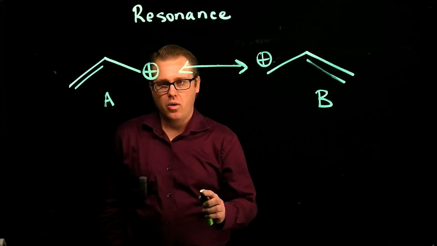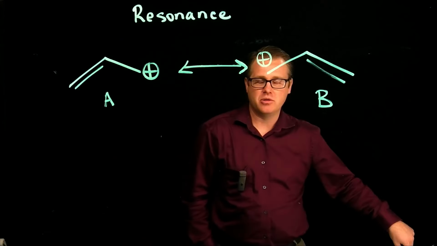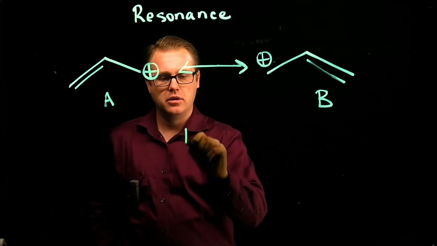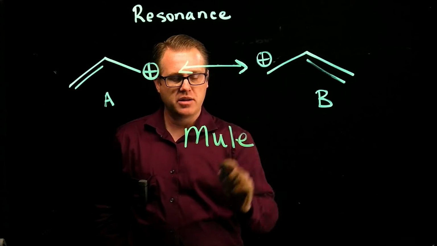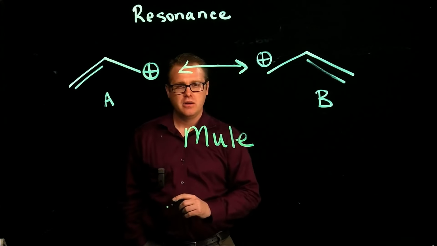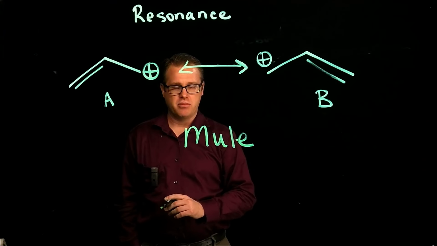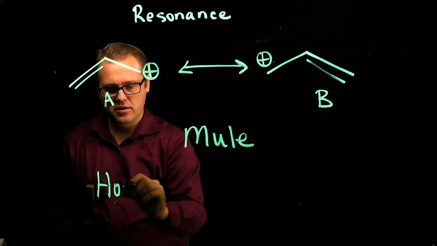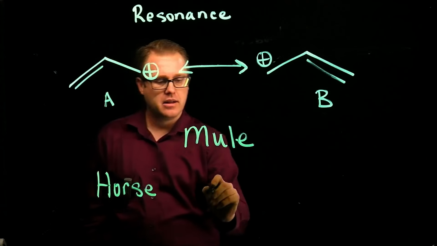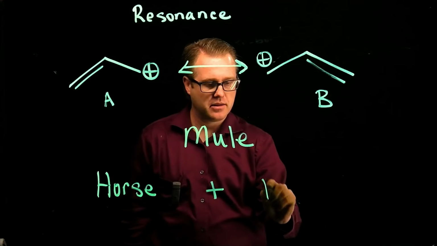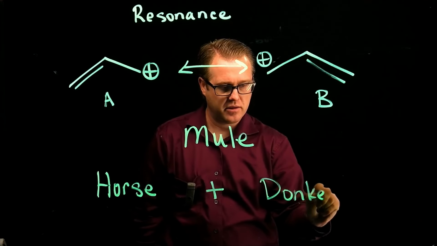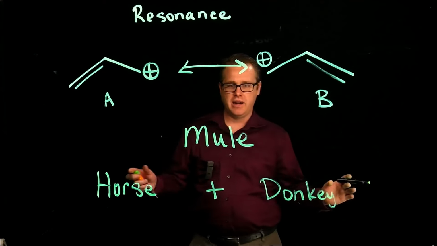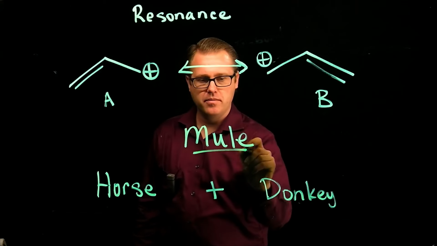Does anyone know what two animals need to breed to make a mule? So we want to breed a mule. What two animals do we need to bring together to make that happen? Well, we need a horse. And we need what? A donkey. If a horse and a donkey breed, they will make a mule. All right?